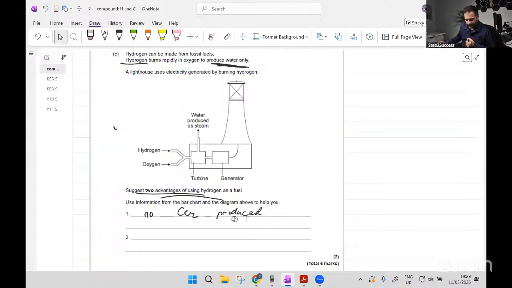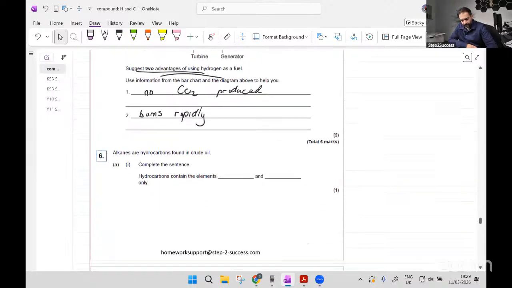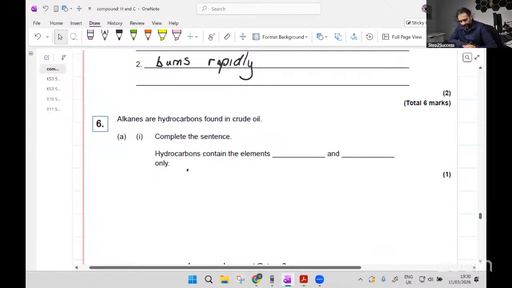And what else could we say here? Well, the other answer is that it burns very quickly. So it tells you in the question it burns very quickly. So really the answer is in the question. That's enough. I won't answer that one. That should be quite easy.